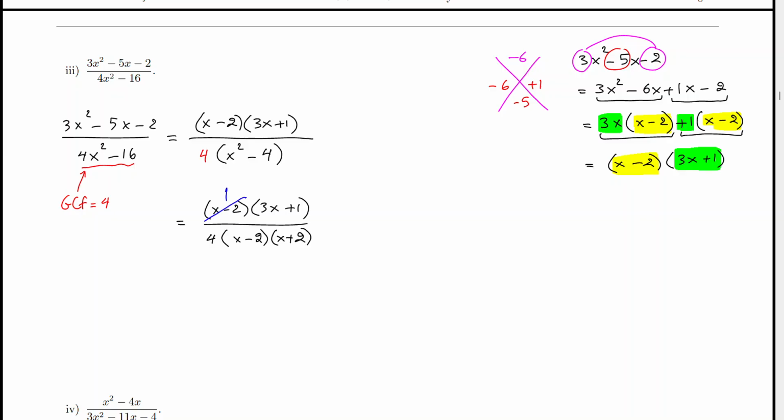But now I can cancel out the x minus 2's, and the final answer will be 3x plus 1 on the numerator divided by 4 multiplied with x plus 2 on the denominator. And if you're wondering, should I multiply the 4 to the x plus 2? The answer is no, leave it alone. We don't care to multiply it out. We spend so much time and effort to try to factor it, so let's leave it in the factored form.